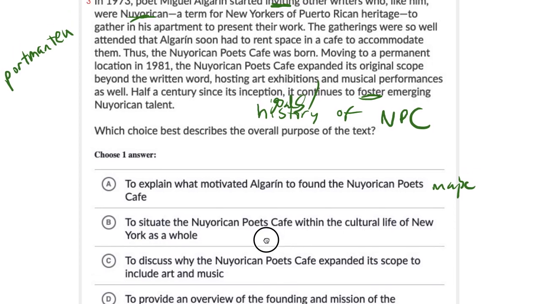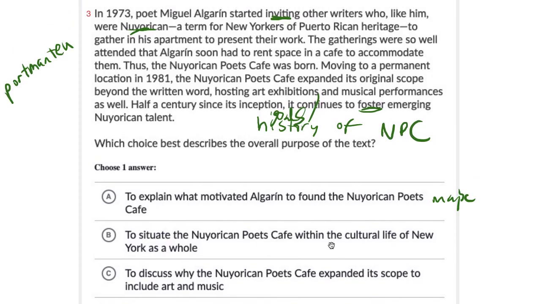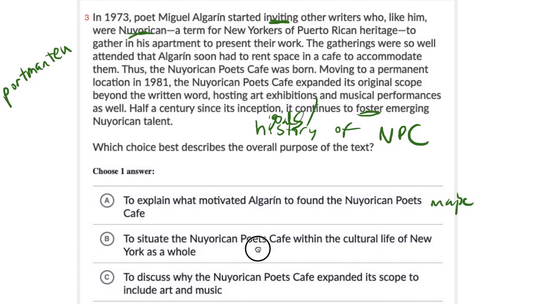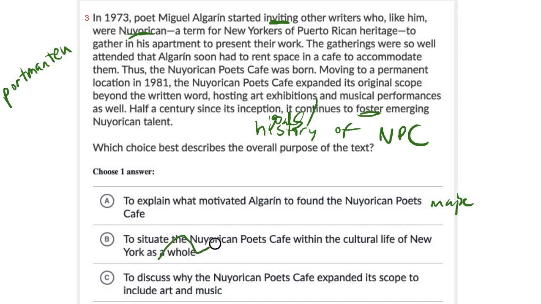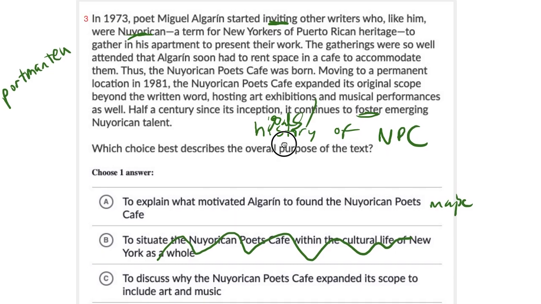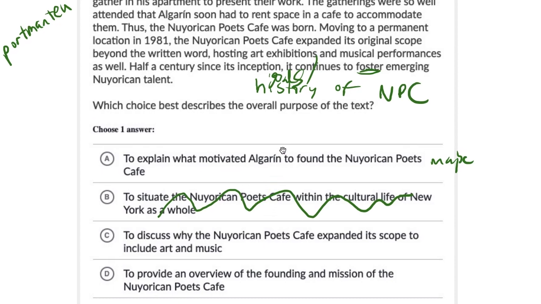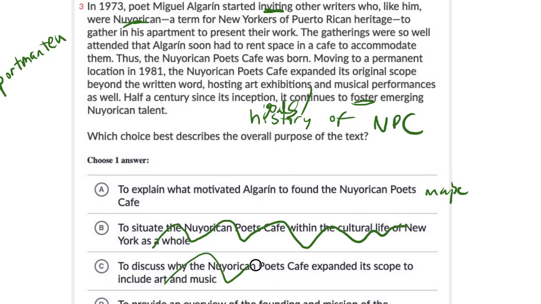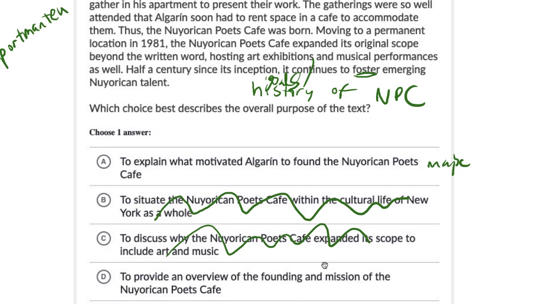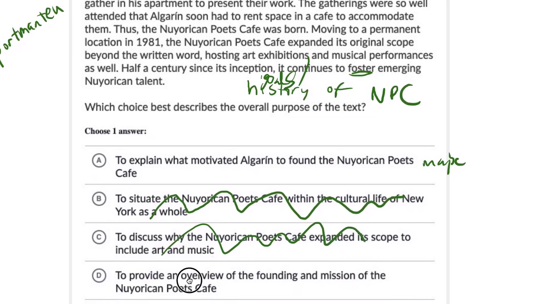To situate the Nuyorican Poets Cafe within the cultural life of New York as a whole. Well, no, because it's not talking about New York as a whole. It just mentions New York. To situate something is to place it in context, but it's not talking about what others were doing in New York at the same time or how this related. To explain why it expanded its scope, no, it doesn't say why. It just mentions that it did. To provide an overview of the founding and mission of the Nuyorican Poets Cafe.